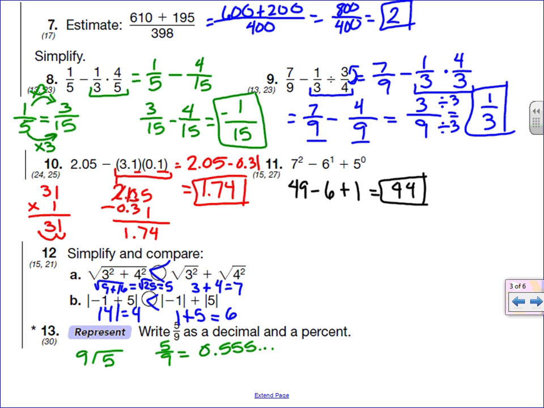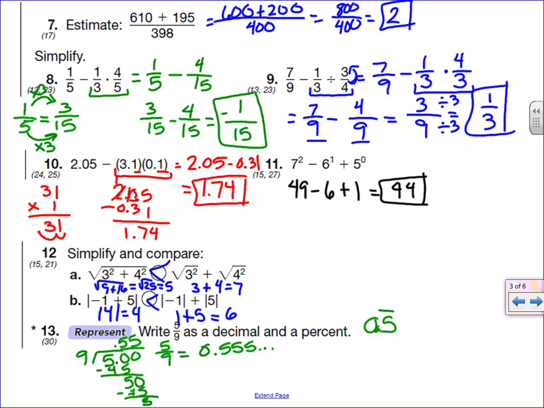We would have 9 can't go into 5, so we add a decimal point. 9 goes into 50 5 times. 5 times 9 is 45. And then we'd have 5 left over again, and we'd have 50 again. 5 times 9 is 45, and we'd have 5 left over again, so it would just be repeating 5, 5, 5, 5, 5. So as a decimal, we have 0.5 repeating.